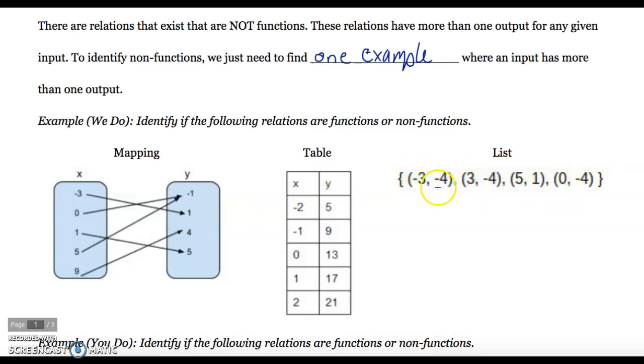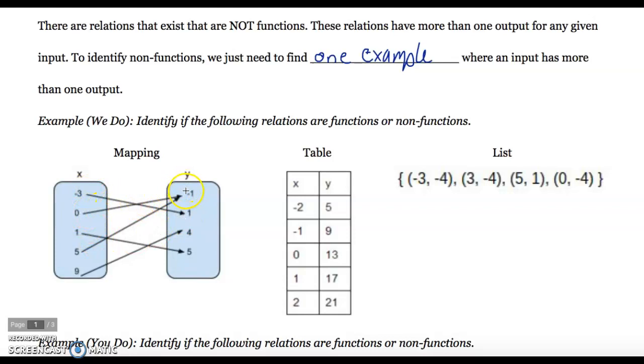So this list, if I wrote it as a table, it'd have -3 and -4 right next to each other, and then 3 and then -4 as well. So let's go ahead and talk about whether or not these are functions or non-functions. So looking at this mapping, you just have to look and make sure that each x value only goes to one y value. So like -3 only goes to 1, so we're good.